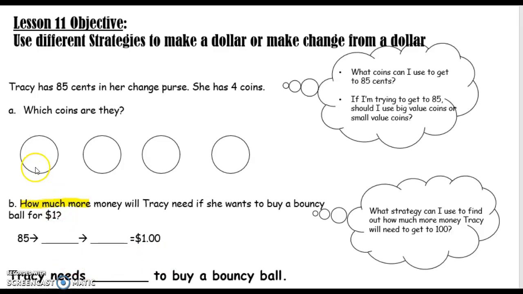So here I have represented the 4 coins with circles. And over here, I have a thought bubble. These are just some things that you should be thinking about as you plan to solve this problem. The first thing that you should be thinking about is what coins can I use to get to 85 cents? And the second thing is if I'm trying to get to 85, should I use big value coins or should I use small value coins? Okay, so pause this video, come up with your plan, and then play it again.